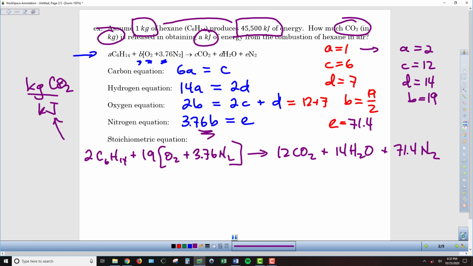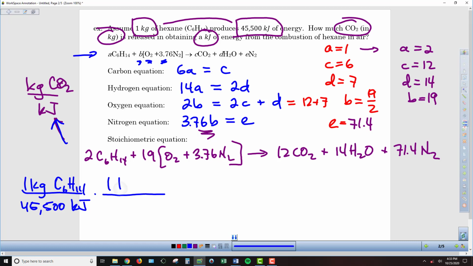So the only way we're going to do that is if we start with 1 kilogram of the hexane, C6H14, per 45,500 kilojoules of energy. So this gets us started with our kilojoules on the bottom where we want them to end up in our final answer. And so now it's going to be a series of conversions that get us from the kilograms of the hexane to the kilograms of the carbon dioxide in the numerator. So my first order of business, so that I can make use of my balanced equation, is to convert the kilograms of hexane to moles of hexane.